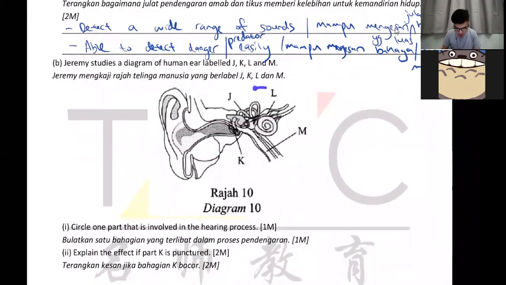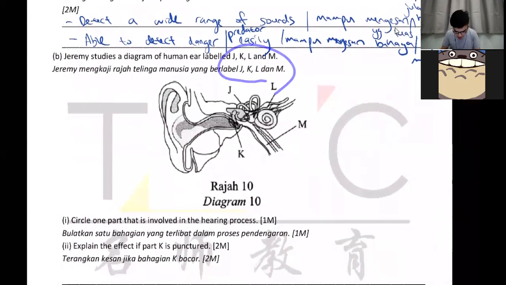So next, JKLM. So label them. So J is your semicircular canal.